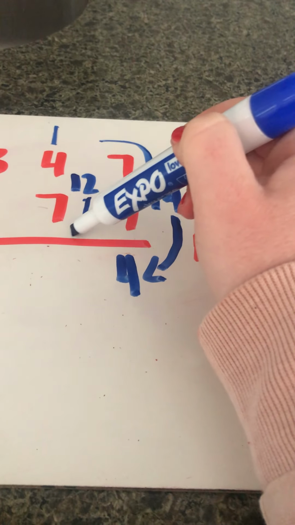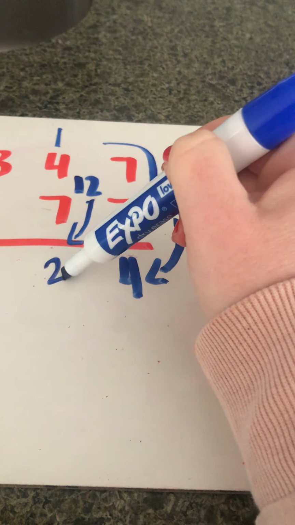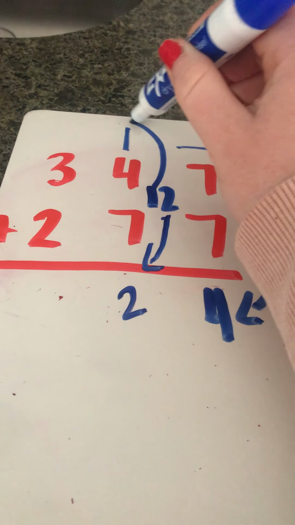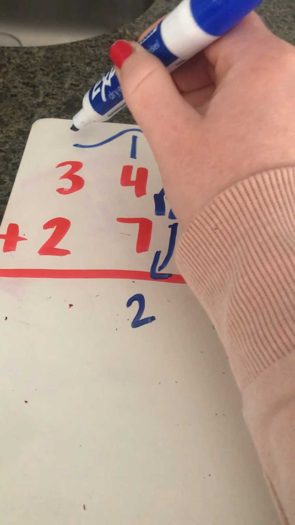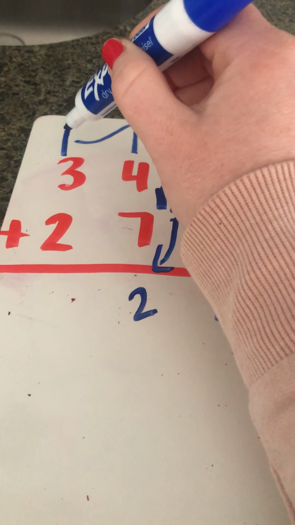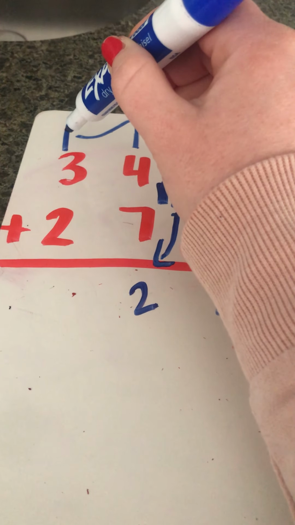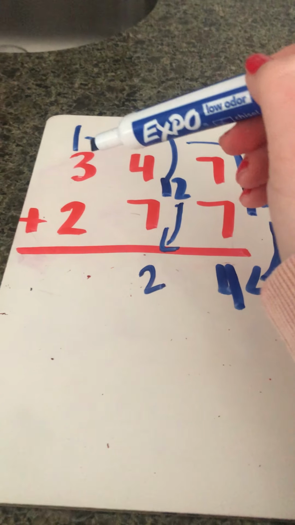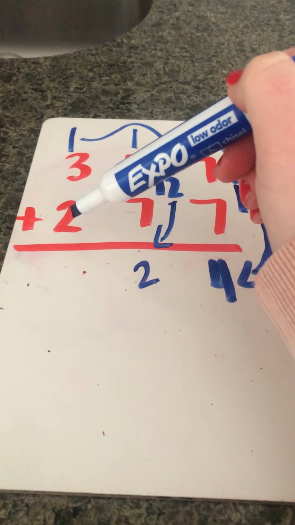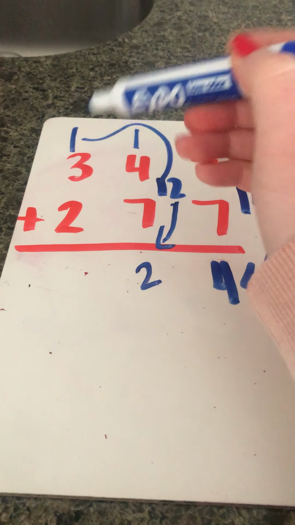So I'm going to bring my 2 down to the bottom, and then I'm going to take this 1 and bring it over to the hundreds place. That's not really a 1. That really represents 100. So now I add my hundreds place. 3 plus 2 equals 5 plus 1 equals 6.